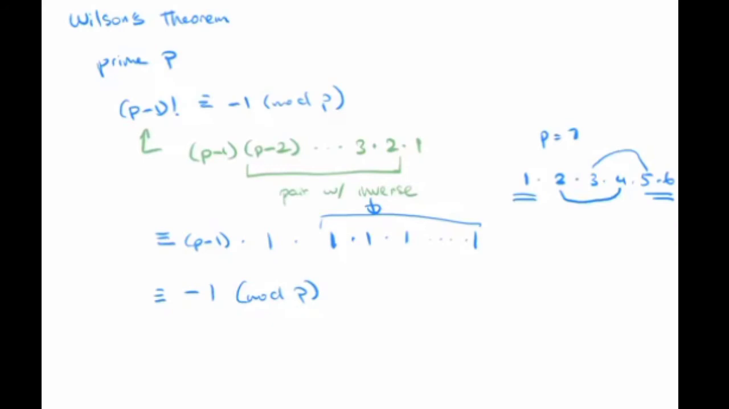P minus 2 factorial, it's 1. Actually, we'll see that in our next example. Example. So we want the remainder when 71 factorial is divided by 73. Right? Then, because we note that 72 factorial is congruent to -1 mod 73, because 73 is prime.